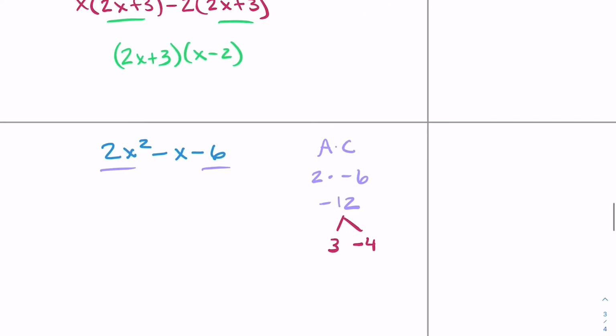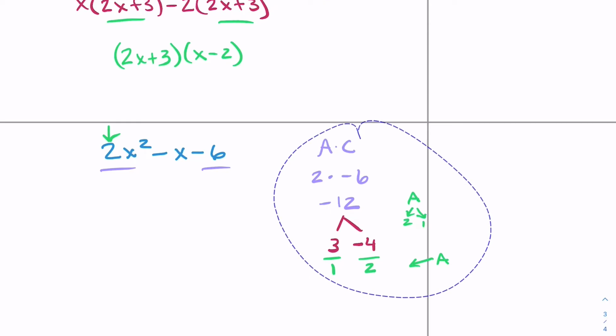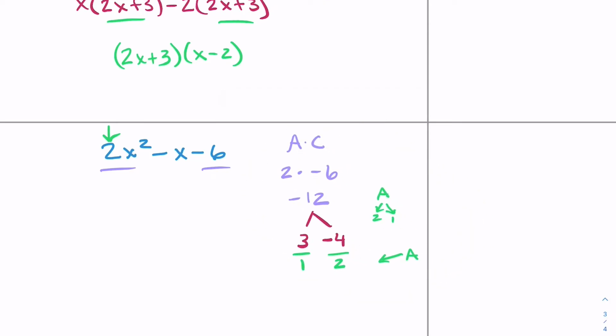Now I need to reintroduce the a back in. So a is 2, and 2 only has factors 2 and 1. So 2 and 1 need to show up here. 2 works very nicely here. You're just looking to find out what works nicely. Obviously, if I put 2 here, 3 divided by 2 is 1.5, and I don't want any decimals. So you're always putting them in spots that work nicely.